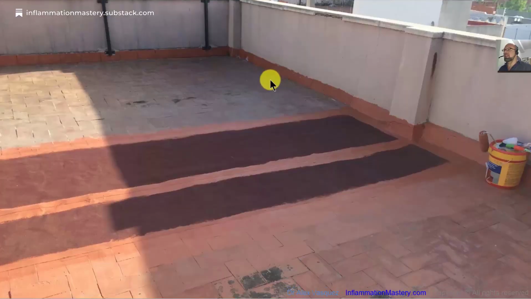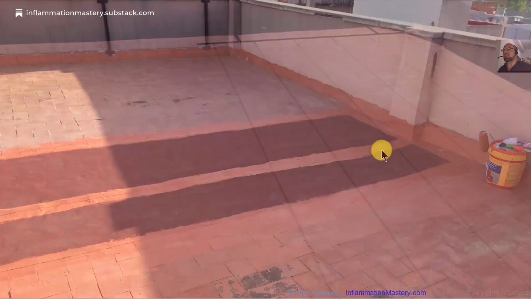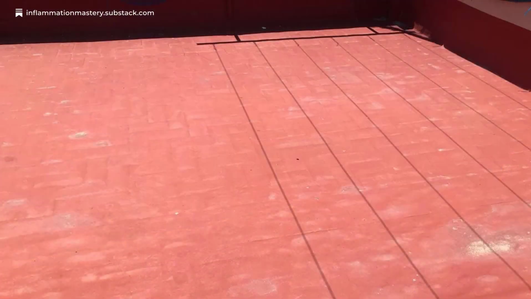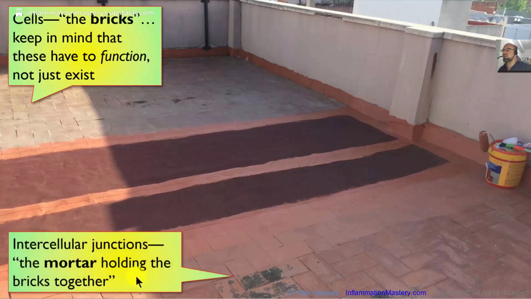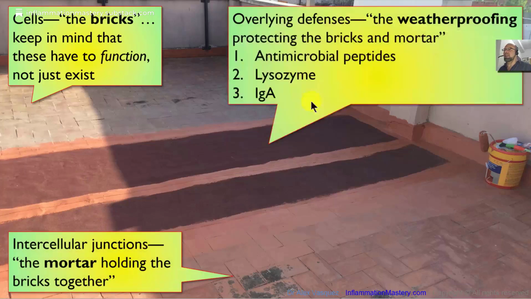So let's look at this roof that I repaired a couple of years ago. This was the first time I ever repaired a roof, so it's not that great of a job, but I actually had to redo it a couple of years later and did a much better job. So again, we have cells, in this case the bricks, we have the mortar holding the cells together, and then we have kind of a waterproofing or weatherproofing on top of that. Here I was using some really bad material that I later had to strip off and replace.